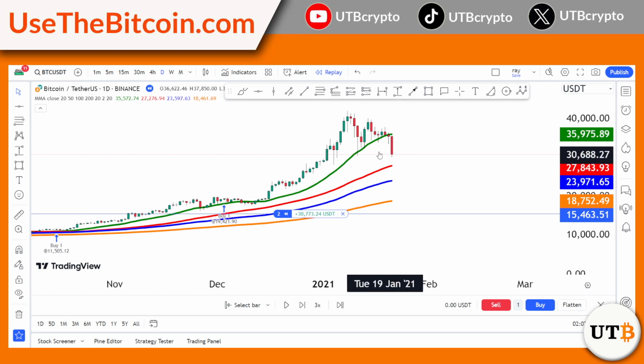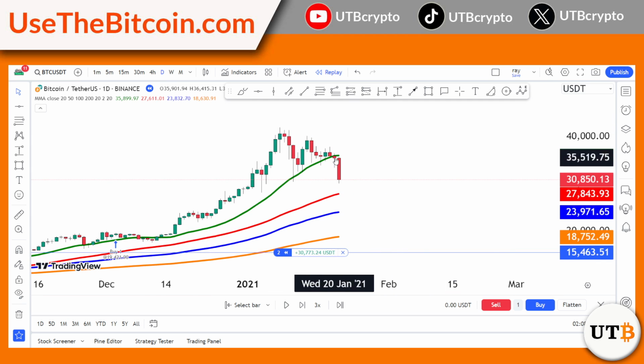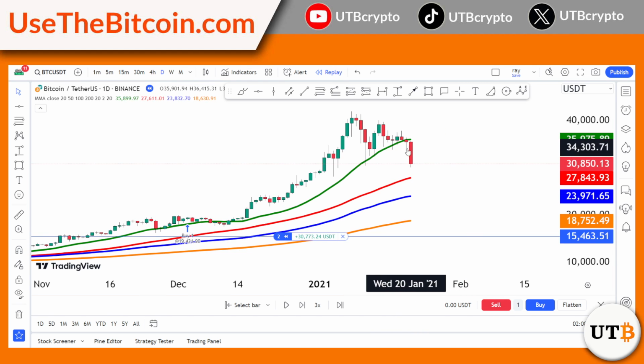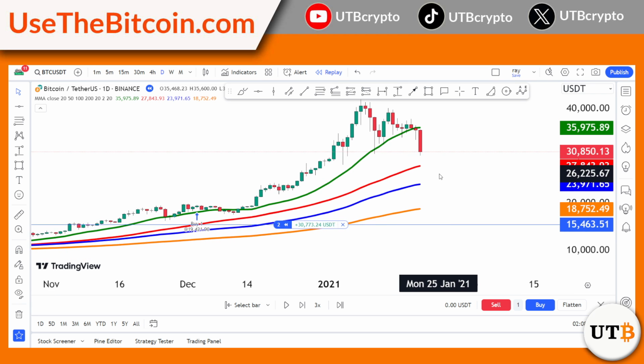Okay, there you go. As what you could see here, the price now is below the green line here. Okay, it means it broke out of the support levels right here. But look at the colors of the line: green, red, blue, and orange. Are we still at the proper formation of the MAs? The answer is yes. So it means that you should not worry too much.